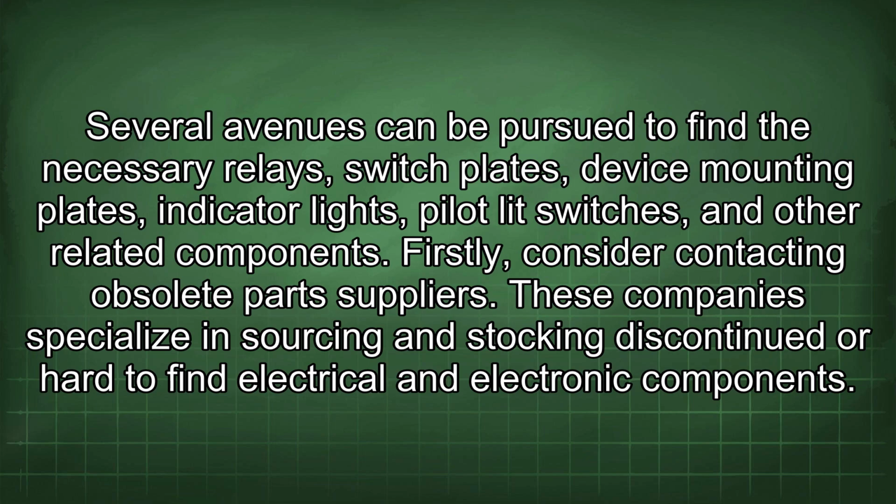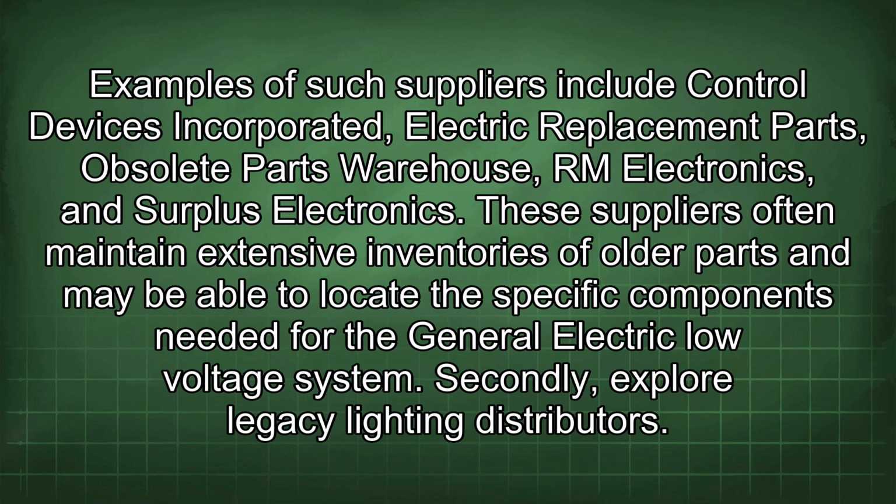These companies specialize in sourcing and stocking discontinued or hard-to-find electrical and electronic components. Examples of such suppliers include Control Devices Incorporated, Electric Replacement Parts, Obsolete Parts Warehouse, RM Electronics, and Surplus Electronics. These suppliers often maintain extensive inventories of older parts and may be able to locate the specific components needed for the General Electric low-voltage system.